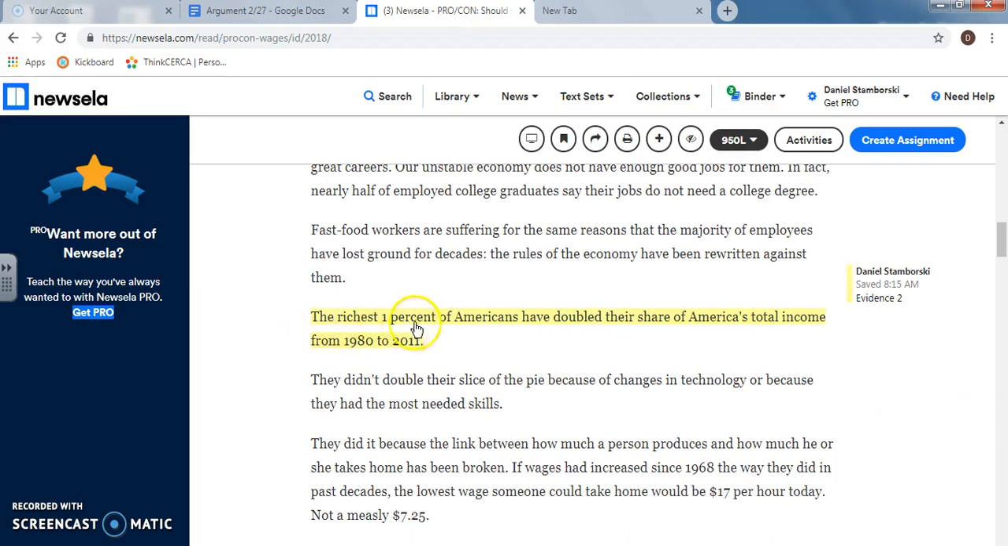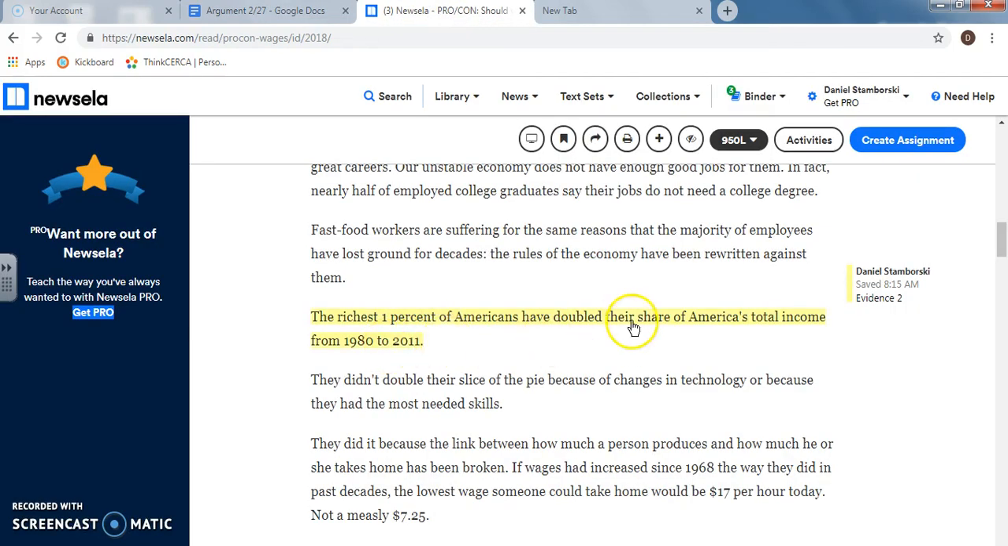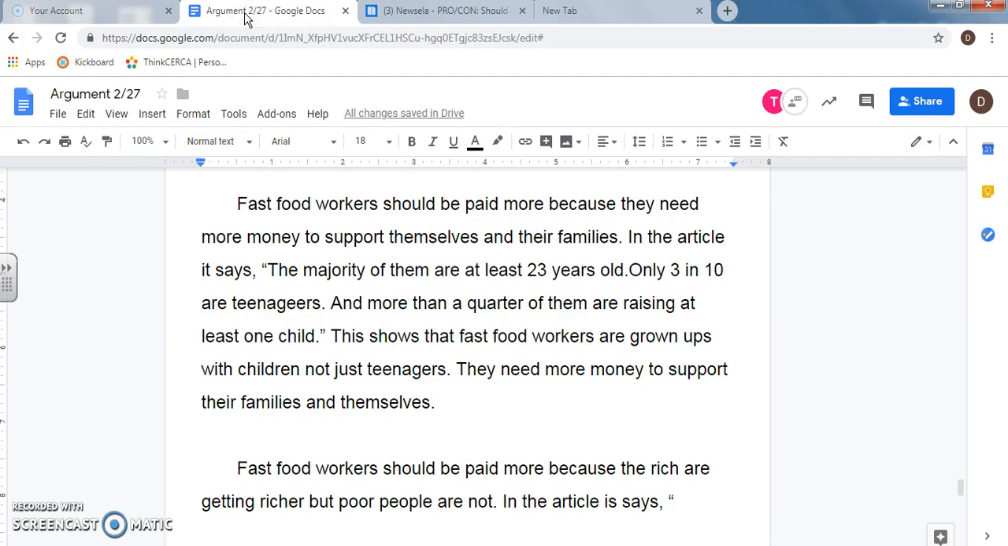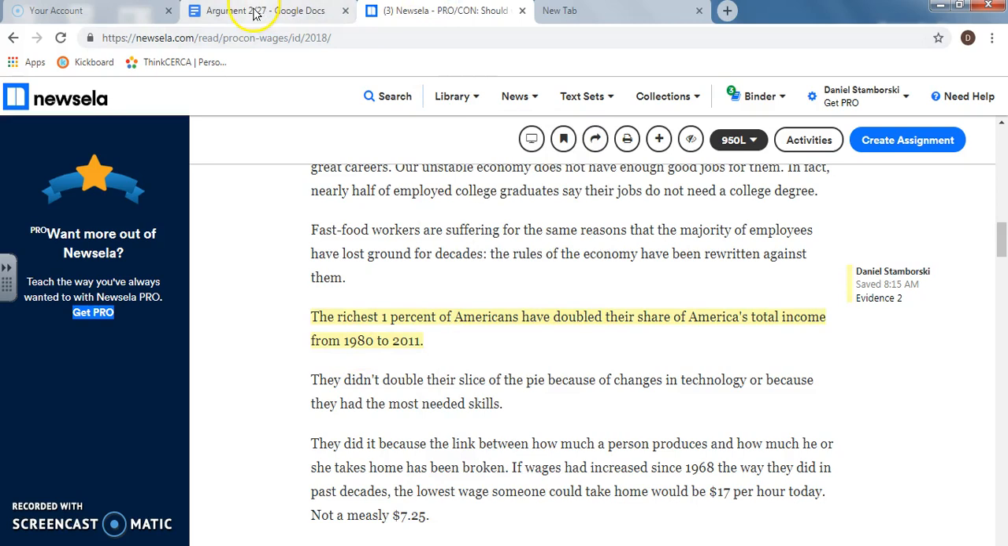I actually highlighted it here. The richest 1% of Americans have doubled their share of America's total income from 1980 to 2011. That's the evidence I'm going to use. That goes next. So in the article, it says the richest 1% of Americans have doubled their share of America's total income. So I put in my evidence from 1980 to 2011.